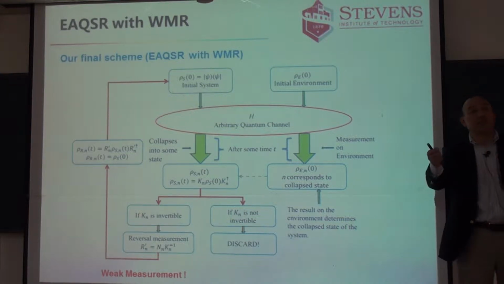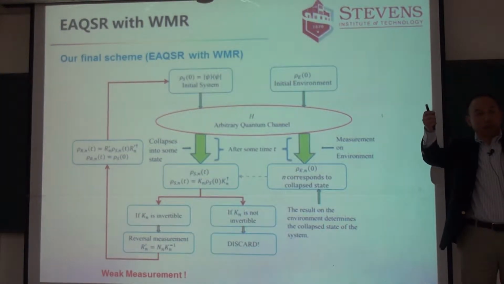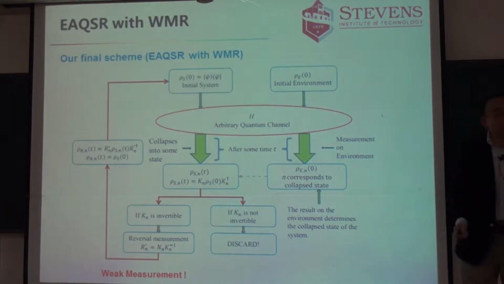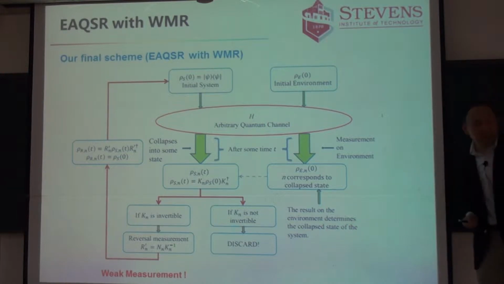If you change the basis, originally K1, K2, K3, for instance, are not invertible. But if you change the basis, they become invertible. And also, by choosing the basis, you can increase the weight, which means you can increase probability. So that's the kind of scheme we work on.